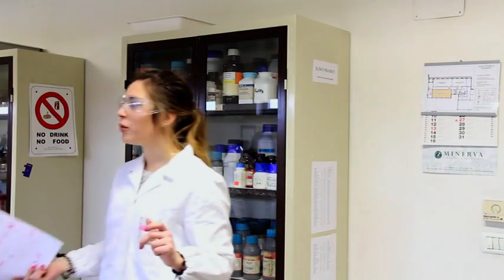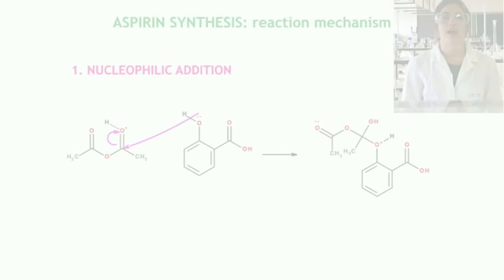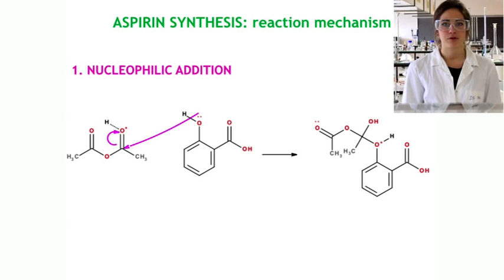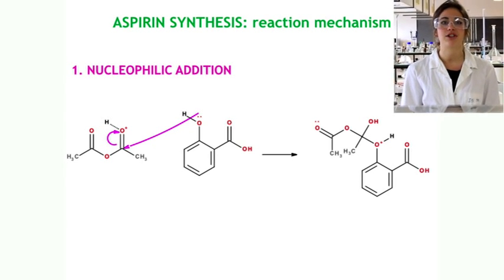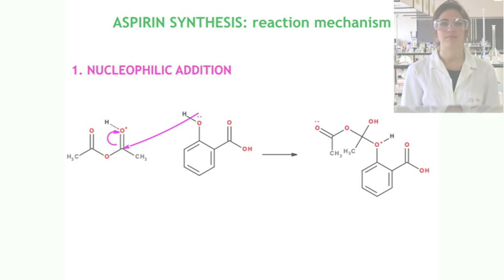Wow, we did a very good job, didn't we? Yes, but I still have a question. What is the mechanism of the reaction? Oh, I know it! After being protonated by phosphoric acid, the acetic anhydride is attacked by the oxygen on the salicylic acid.